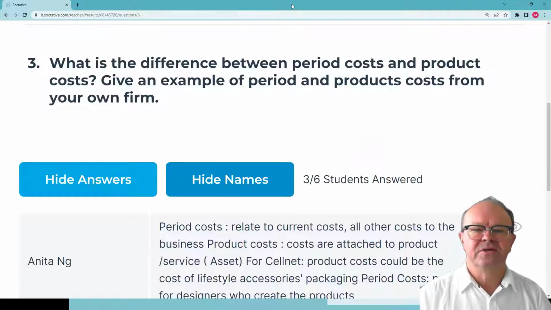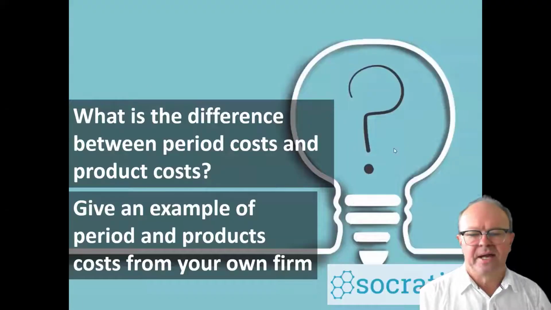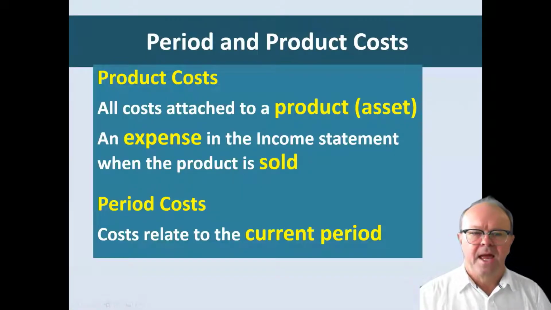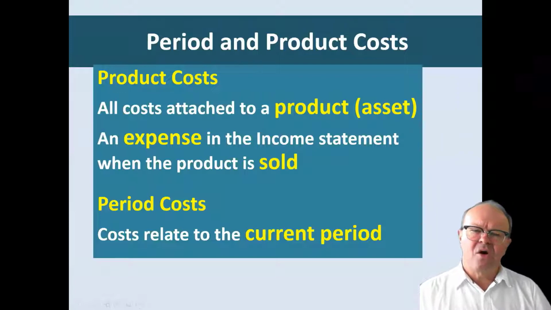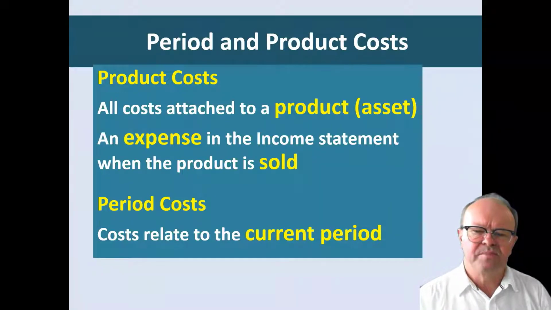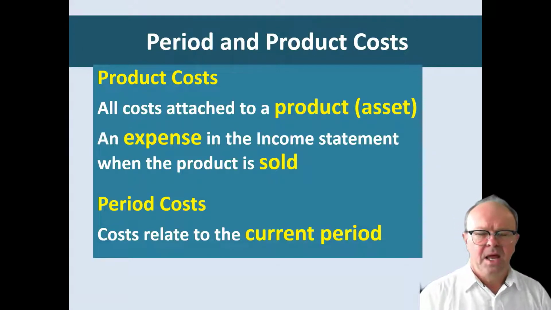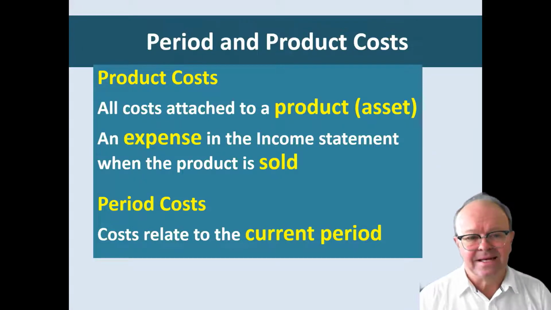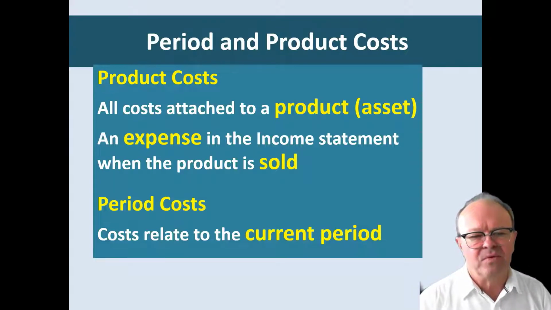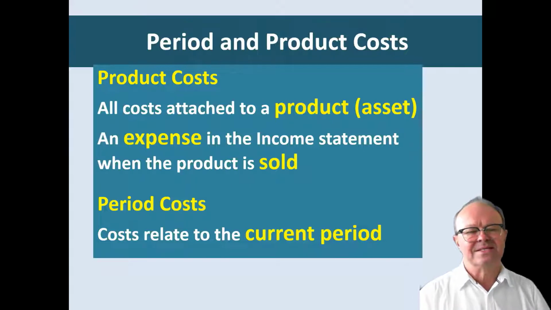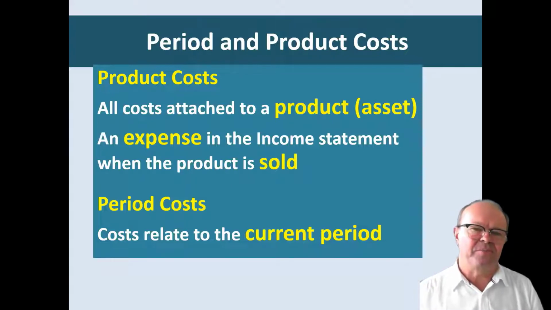So what is the difference between period and product costs? Product costs are all the costs attached to a product or asset. The product is an asset, it's inventories. And they are expensed in the income statement when the product is sold. This is the key aspect of a product cost.